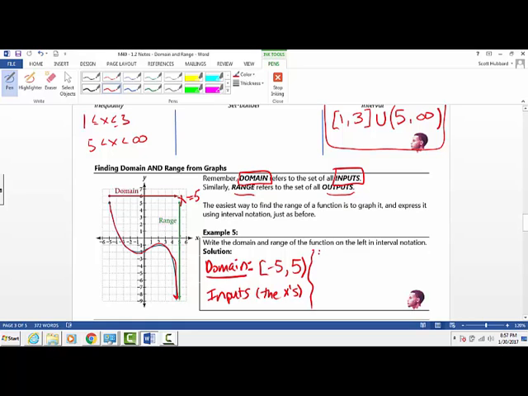Okay, so now what about the range? Remember the domain was the inputs. The range is just the outputs. So the range is talking about the up and down, whereas the domain is talking about the left and right, left to right. Range is talking about up and down. And the way we write it is actually we start with the bottom, so bottom to top.